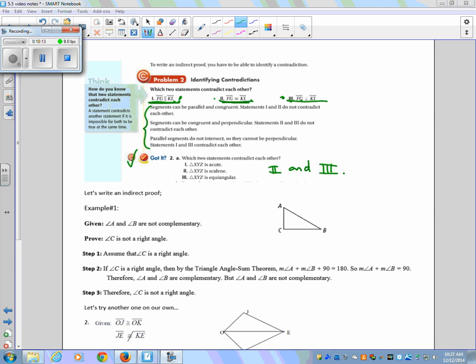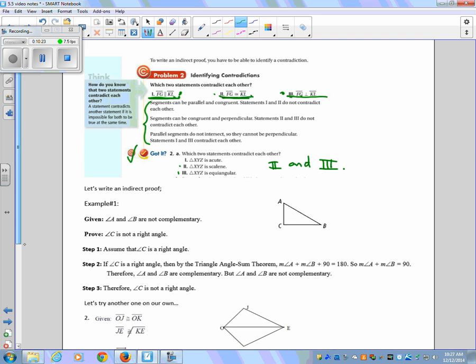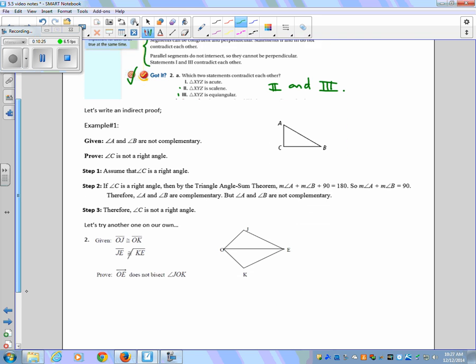Okay, so statements 2 and 3 are the two that contradict each other. You can't have a triangle that's scalene, which means all the sides are different lengths, and equiangular. If it's equiangular, that means it would be equilateral as well.